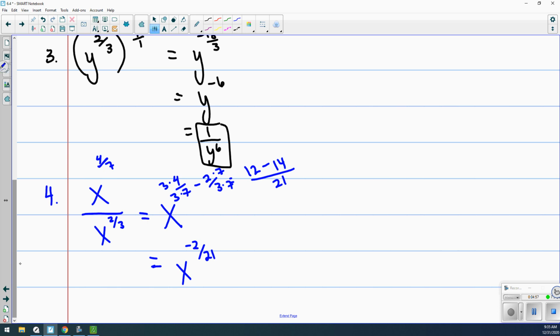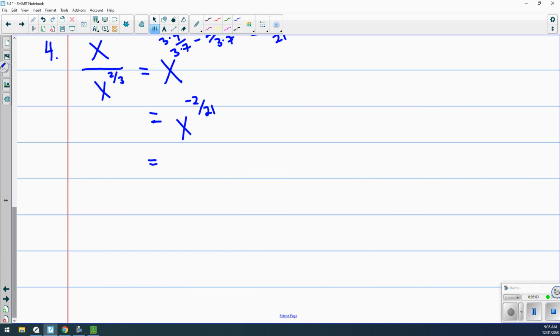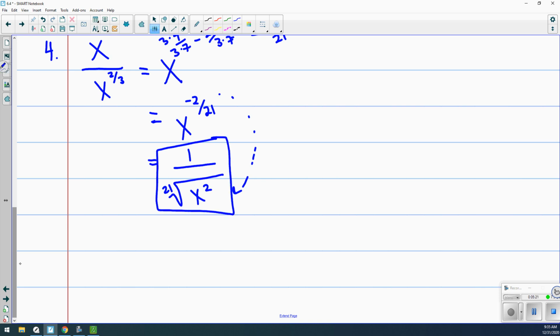So x to the negative 2 over 21 power. And then I want to rewrite this. So I'm going to rewrite it in the denominator. The negative exponent needs to be moved to the denominator. Remember that 21 is going to be my root, so the 21st root of x squared. What? That is crazy. No, it's not.